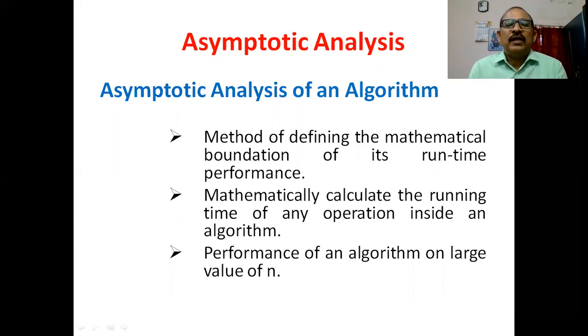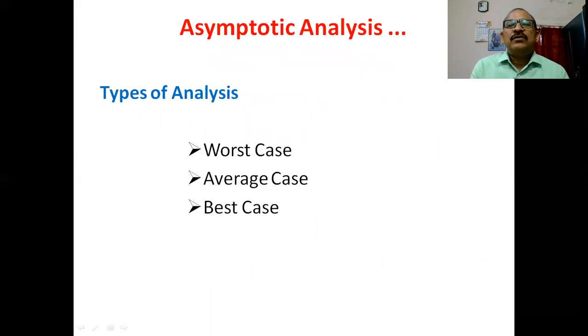Asymptotic analysis of an algorithm is used to measure the running time performance of an algorithm on large values of n by defining the mathematical foundation. There are three types of analysis we can perform on the algorithm. First is the worst case analysis, next is the average case analysis, and next is the best case analysis.